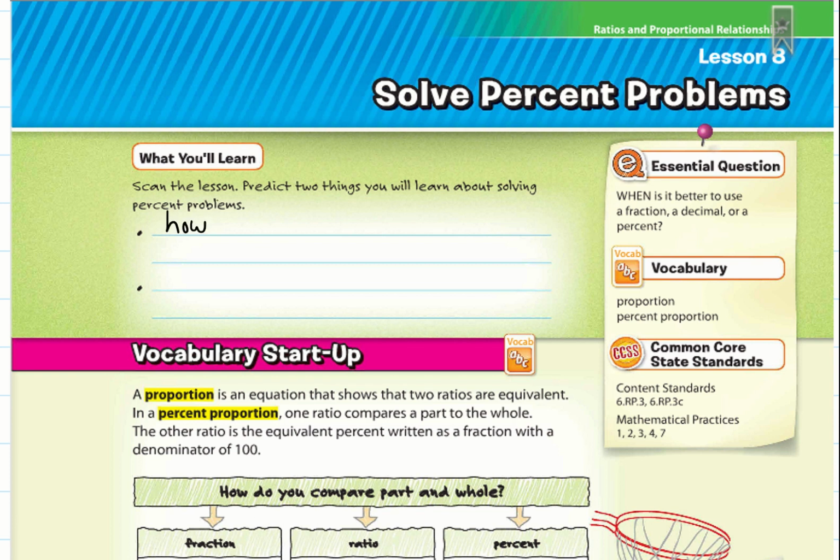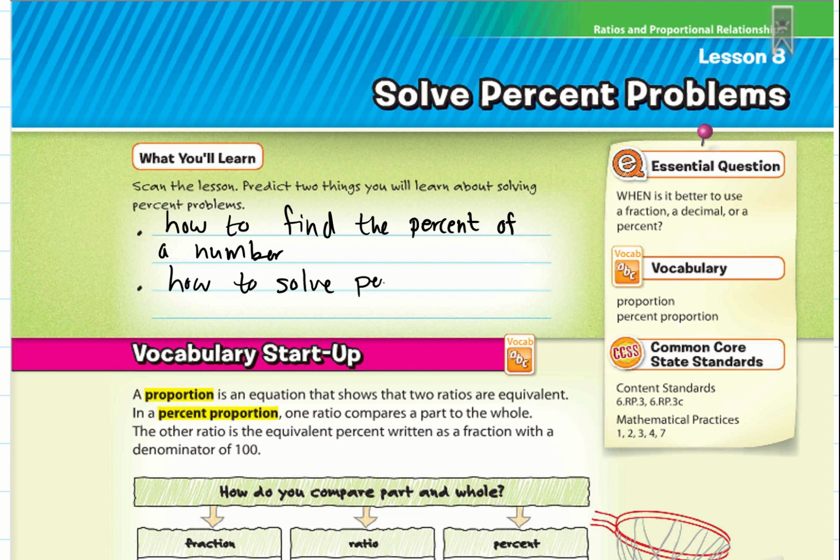How to find the percent of a number. Another thing, how to solve percent problems involving percents less than 1%.